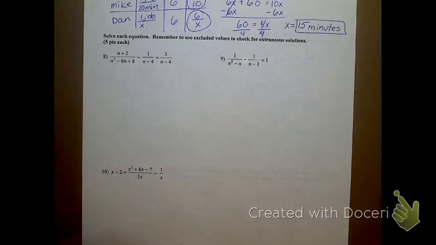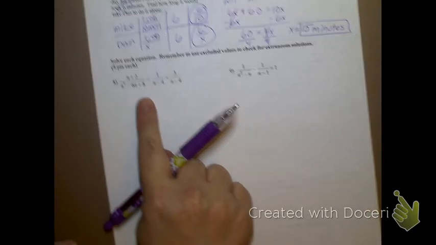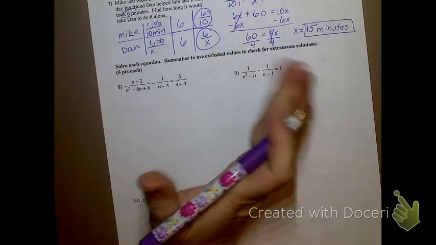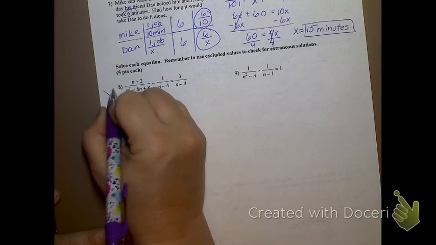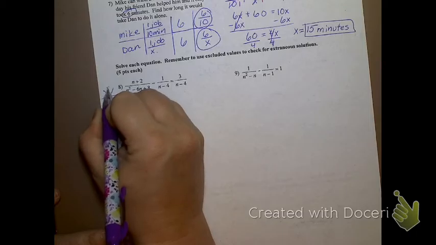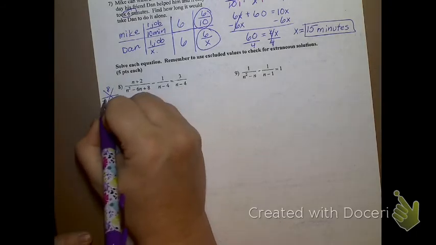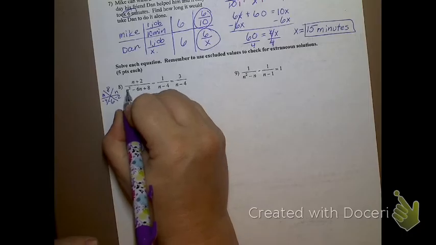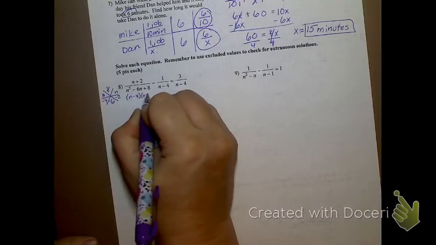Okay? Let me start off with number 8. All right? Let's see. Can I factor this denominator? Because the first thing I got to do is find an LCD. So can I factor this? I think I can snowflake it. 8 and negative 6. What would my two numbers be? Negative 4 and negative 2. And n and n. So, this denominator I'm going to call n minus 4 and n minus 2.